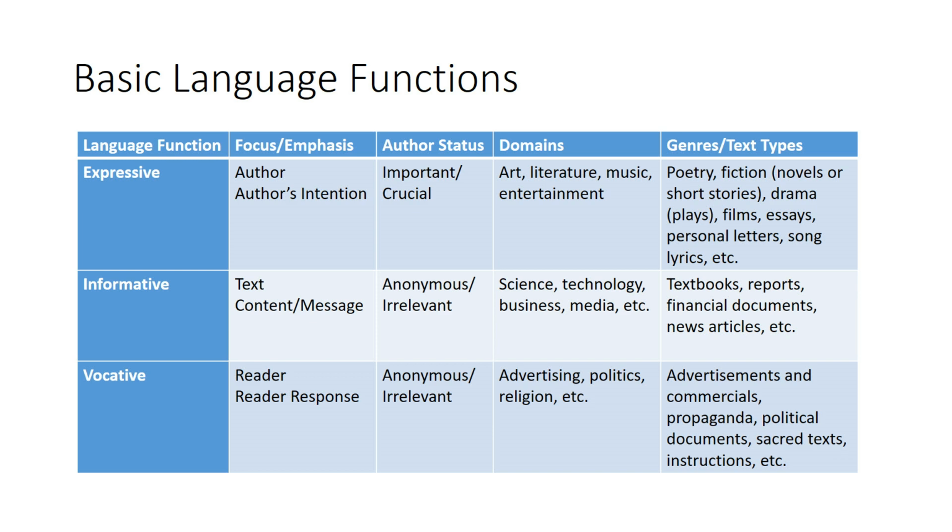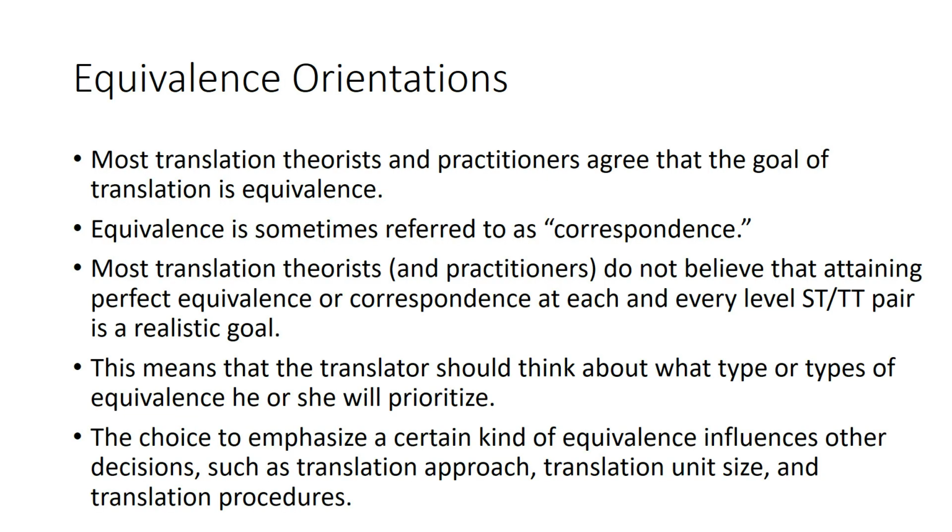They definitely line up. The next topic I want to introduce is the topic of equivalence and equivalence orientations. Now, most translation theorists and practitioners agree that the goal of any translation is equivalence. Sometimes equivalence is also referred to as correspondence. Most theorists and practitioners don't believe that attaining perfect equivalence or correspondence at every single level of a source text target text pair is a realistic goal. There's going to be translation loss.